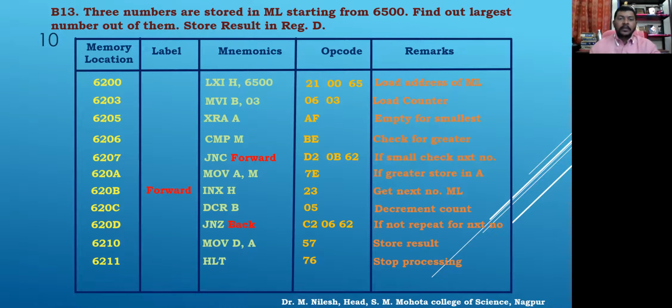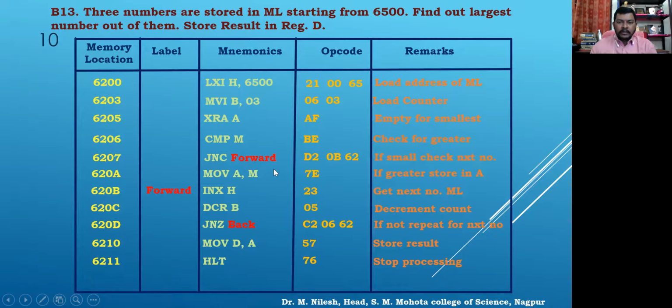Then MVI B, 03 means to load the counter in register B, so in register B we have loaded the counter, that is 03. Then we have made the contents of the accumulator 0 with XRA A, to check for the smallest. And at 6206, that is compare M, to check for the greater number.